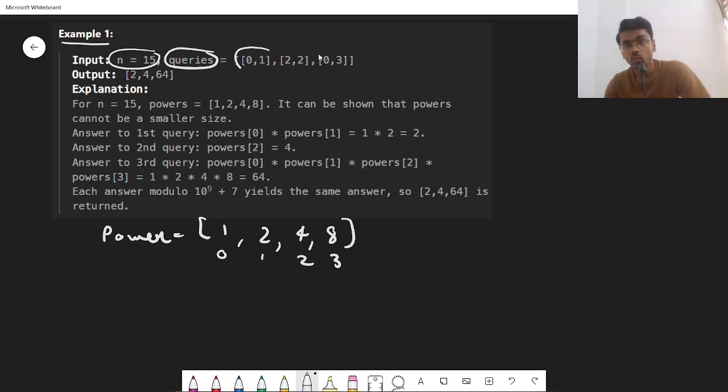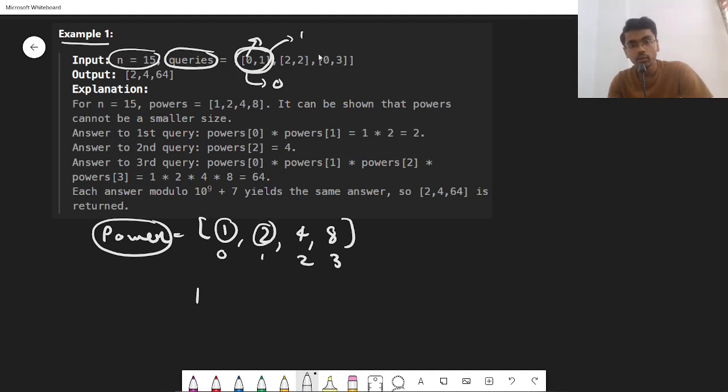Now for each queries[i], we need to take the product of all the values at indices present in the power array within the range queries[i][0] and queries[i][1]. So what is queries[i][0] in this first case? It is 0. And what is queries[i][1]? It is 1. So first we will take the product of all the values present in this power array from index 0 to 1. At index 0 the value is 1 and at index 1 the value is 2. So we will take the product, and we will get the product as 2.